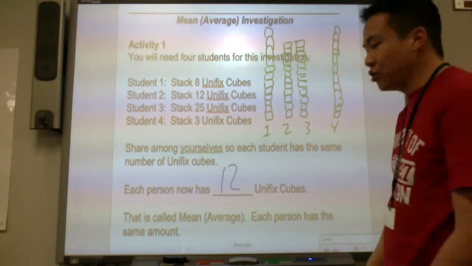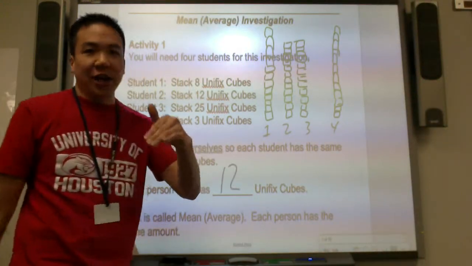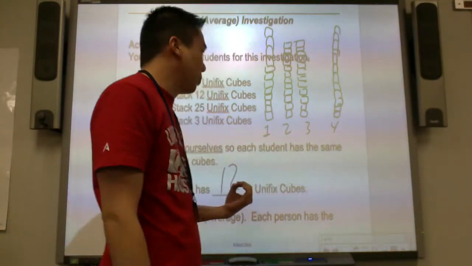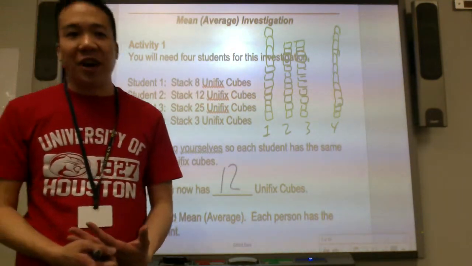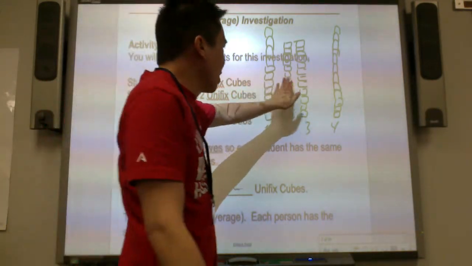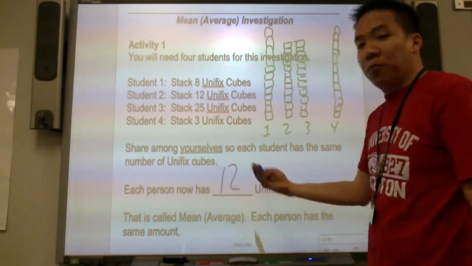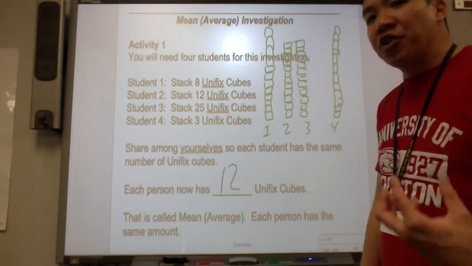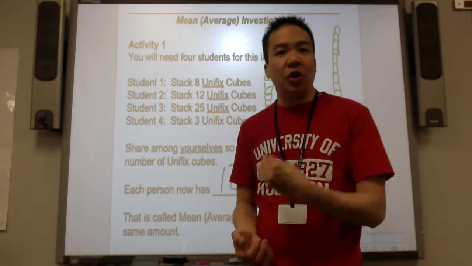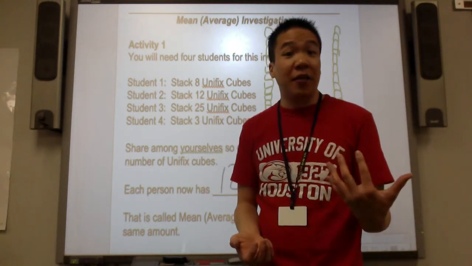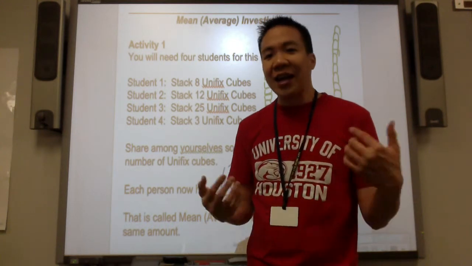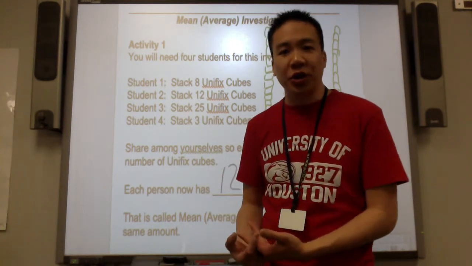So an average is you're sharing among the entities, the items or people. There has to be a faster way of doing this instead of give and take. So each person has 12. It is called mean or average. This is how we do your grades. We take all your grades, pretend there's 5 of them, we add them all up, and we divide by how many grades you have, divide by 5, and that's how you find your grade average for your class.